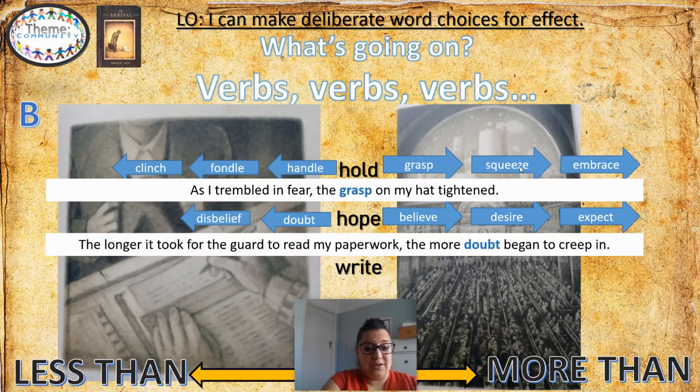Or I could swap it round. Doubt began to creep in the longer it took for the guard to read my paperwork, or more doubt began to creep in the longer it took for the guard to read my paperwork. So even as an author, I'm thinking, I like my sentence, but hang on, there might be something else I can do with this. It's a tricky business. Let's look at our third verb for this picture.